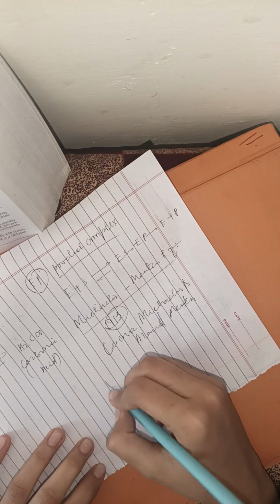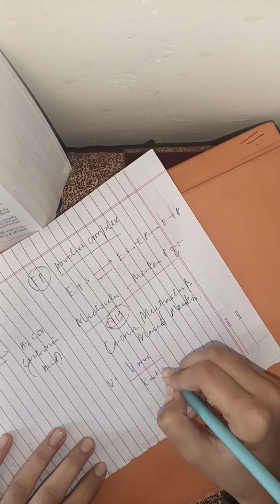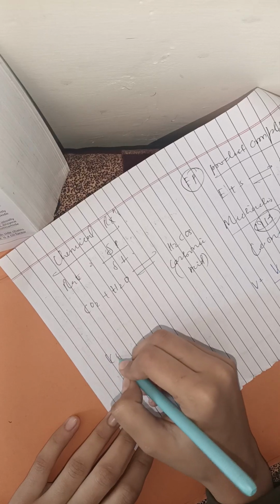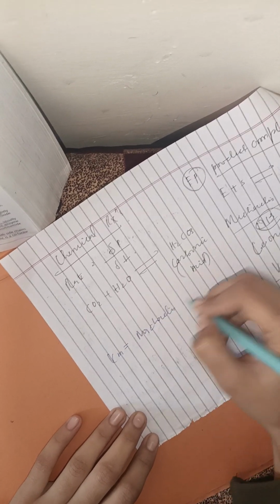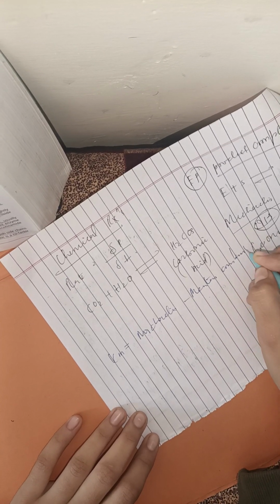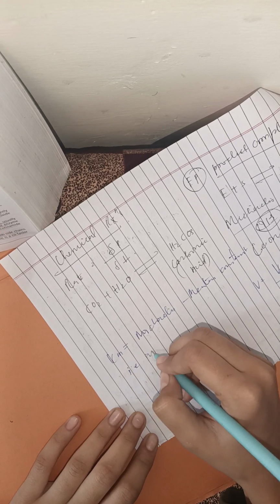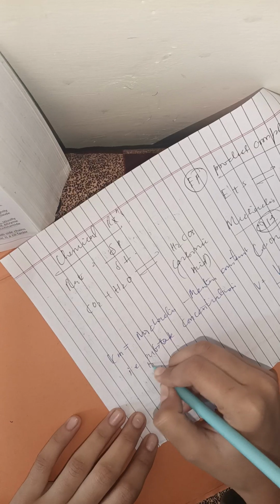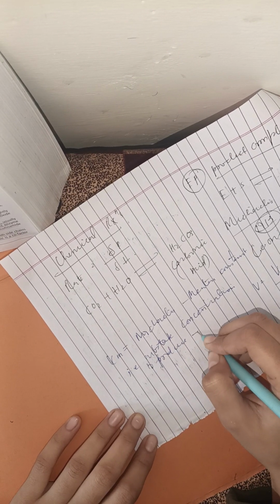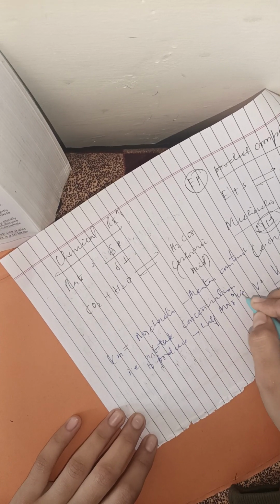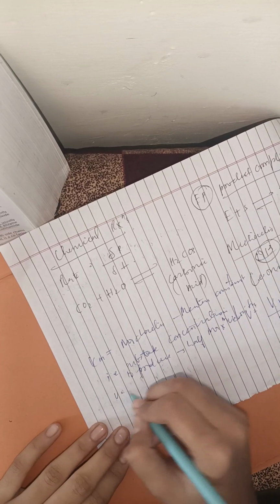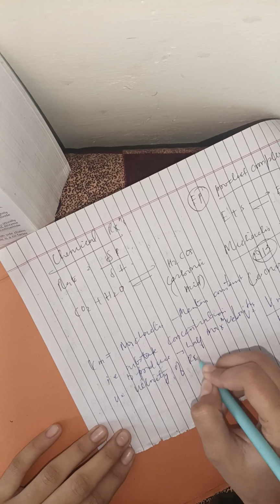V equals Vmax [S] divided by Km plus [S], where Km is the Michaelis-Menten constant, that is, the substrate concentration that produces half maximum velocity, and V is the velocity of reaction. Vmax is maximum velocity, and S is the substrate concentration.